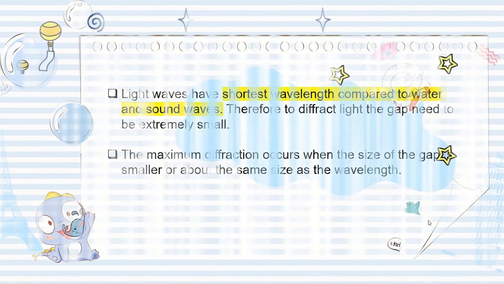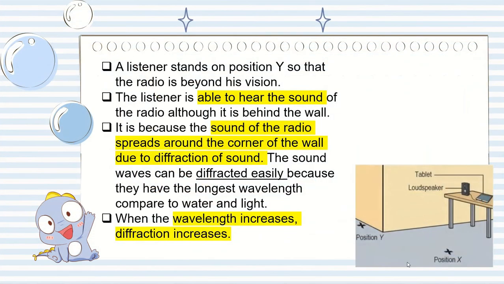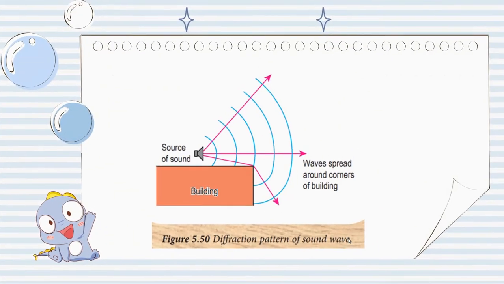Now, diffraction of sound waves. You can refer to the diagram below. A listener stands at position Y so that the radio is beyond his vision. The listener is able to hear the sound of the radio although it is behind the wall. It is because the sound of the radio spreads around the corner of the wall due to diffraction of sound. Sound waves can be diffracted easily because they have the longest wavelength compared to water and light. When the wavelength increases, diffraction increases. This diagram shows the diffraction pattern of sound waves.